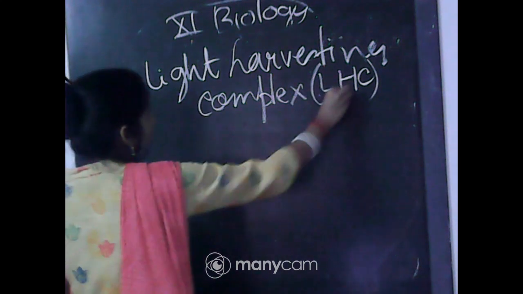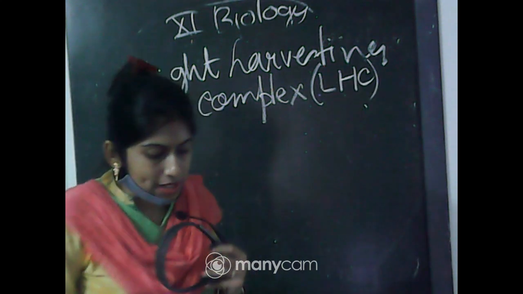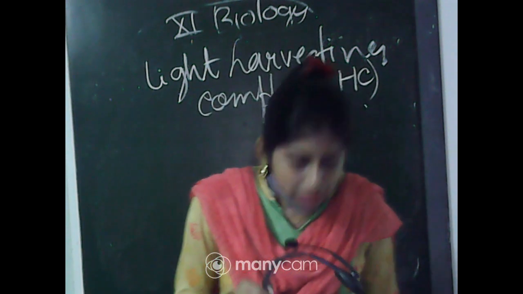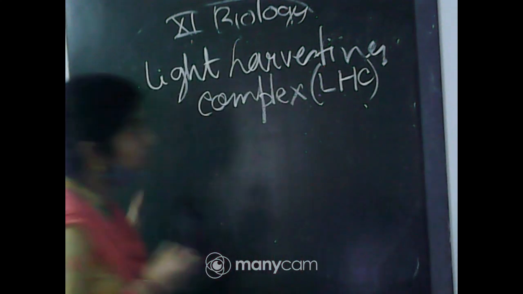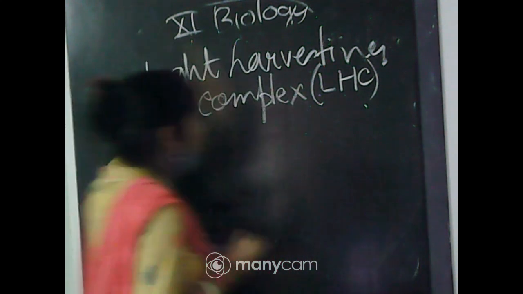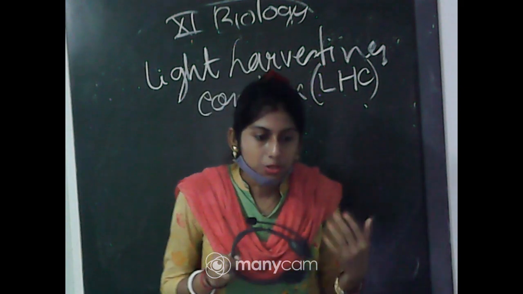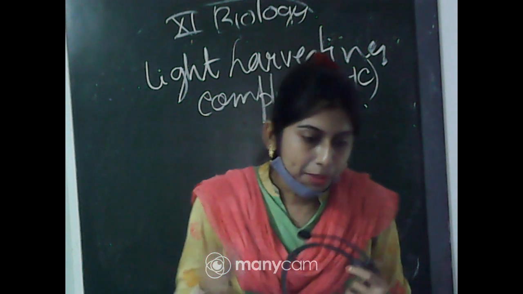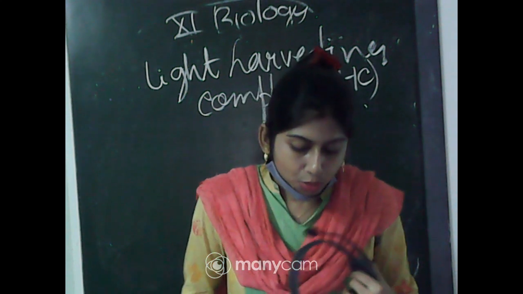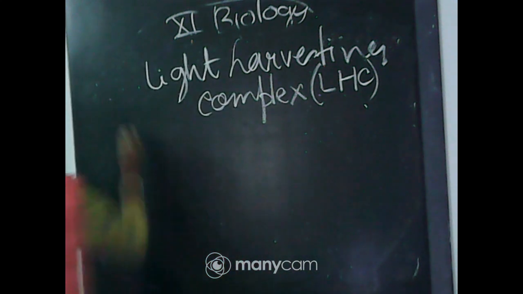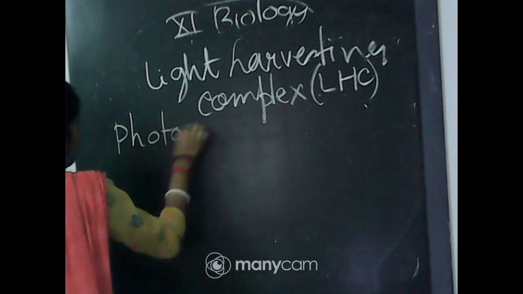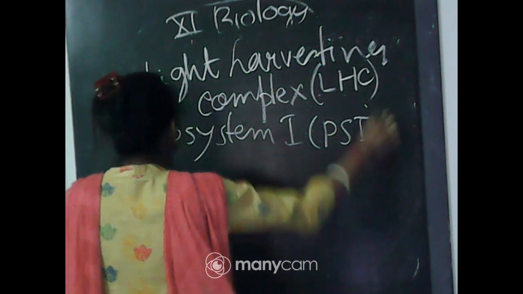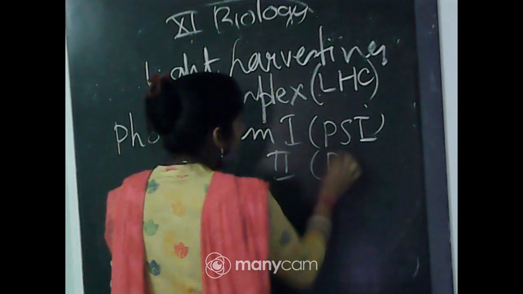So another new term we have to know, that is light harvesting complex. L for light, H for harvesting, C for complex. So what is the light harvesting complex? Some pigments are organized into two discrete photochemical light harvesting complexes. So the photosynthetic pigments are organized into a structure which is called the light harvesting complex, and these will be found within the photosystem. Two photosystems can be found. What are they? These two are photosystem 1, or PS1, and photosystem 2, in short PS2.